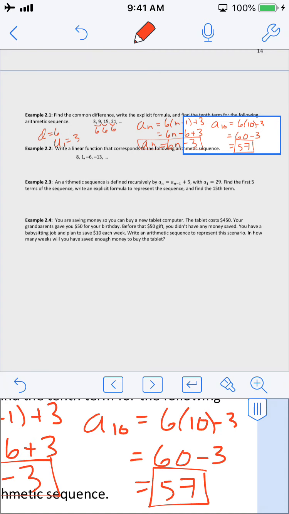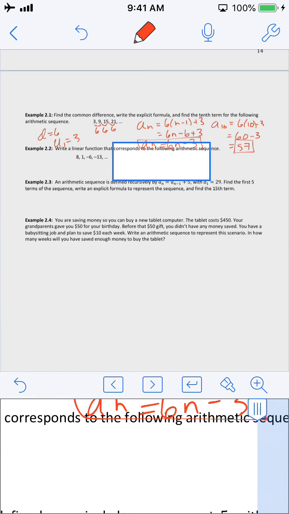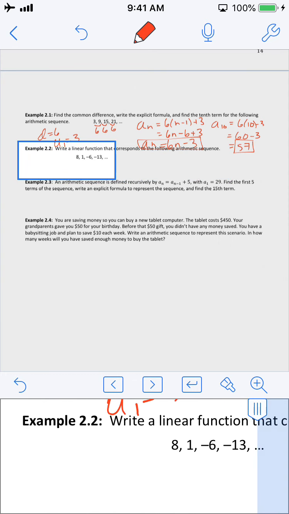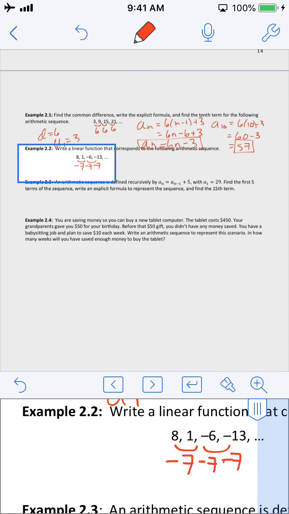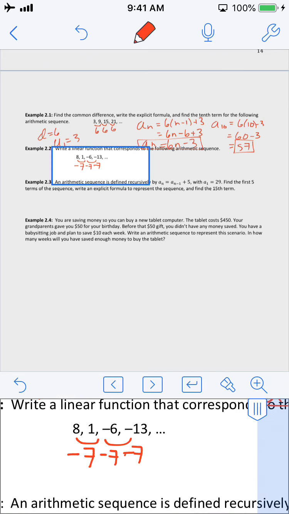All right, if that was too fast, it was the exact same thing as the last one. So if you have any questions, write them down, come see me. Next one, write the linear function that corresponds to the arithmetic sequence. So first we're going to need the explicit formula, because that's very linear looking. So let's go ahead and find that. Interesting, this one has a subtraction pattern, and you might not think that means it's arithmetic, but we're really just adding -7 here. It's still an adding pattern, we're just adding something that is negative. We can't do that little trick with multiplication or division, but this is a little trick for subtraction.